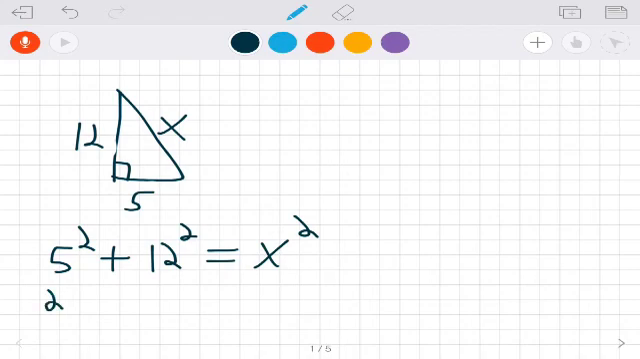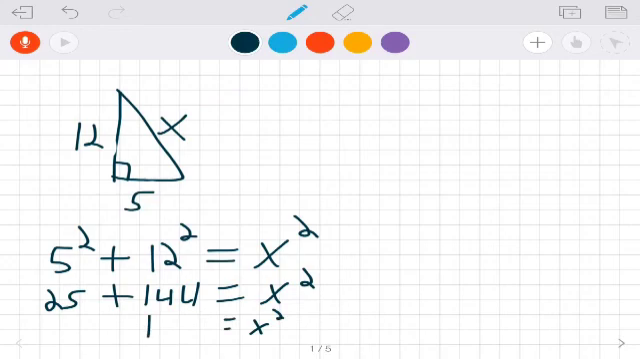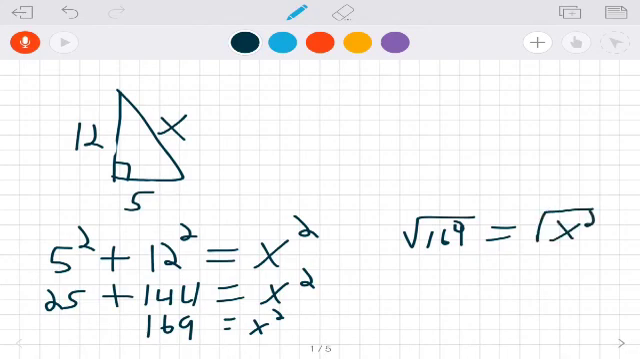So in this case, 5 squared is 25, 12 squared is 144, and that is going to equal x squared. X squared is going to equal 169. So we can figure out what x is by getting the square root. We can say, hey, the square root of 169 equals the square root of x squared, which really just gets us to 13 is x. So this is going to equal 13.